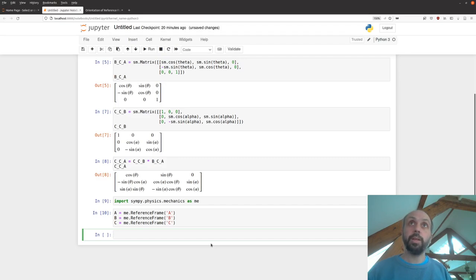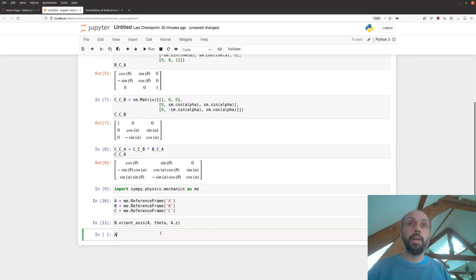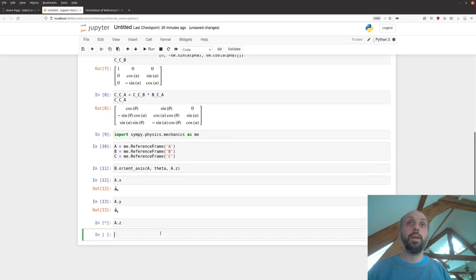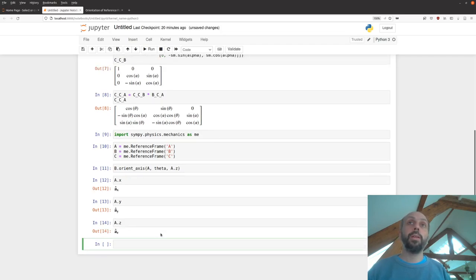So the first orientation that we did here is we rotated B around Z, I believe, let me remind myself. So for the door, yeah, we did Z first. So we do a Z rotation about theta. And this is relatively natural. So I say B.orient_axis, so about some axis, with respect to A, through an angle theta about the A.z unit vector. Yep. And so each reference frame has the unit vectors attached to them, A.x, A.y, A.z. Yeah. So I just oriented B with respect to A.